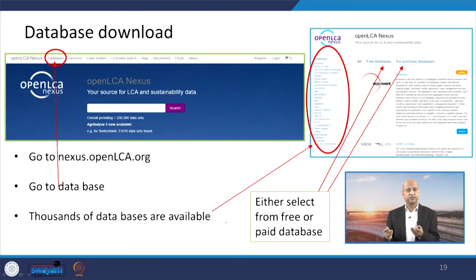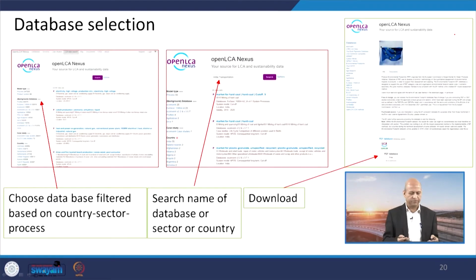Then you have to select the database which is useful for you. So, go to this particular Nexus site and go to this database, next to the open button which we have gone to earlier. Click on databases and you will see several available databases, the list is there, okay. And there are also buttons for free databases and databases for purchase. So, according to your requirement you just click, okay.